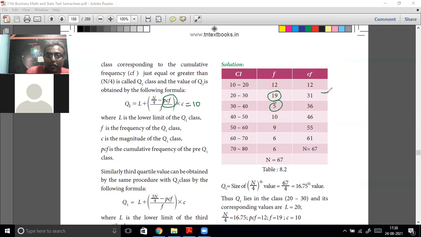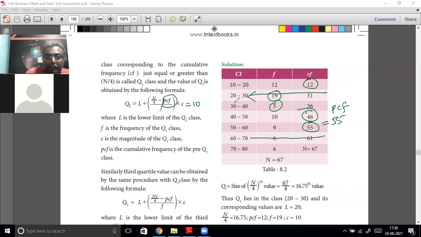Suppose you are going to this row, then the previous cumulative frequency is 12. Suppose you are going for this row, then the previous cumulative frequency is 55. Do you understand what previous cumulative frequency means? It is the cumulative frequency of the class above.